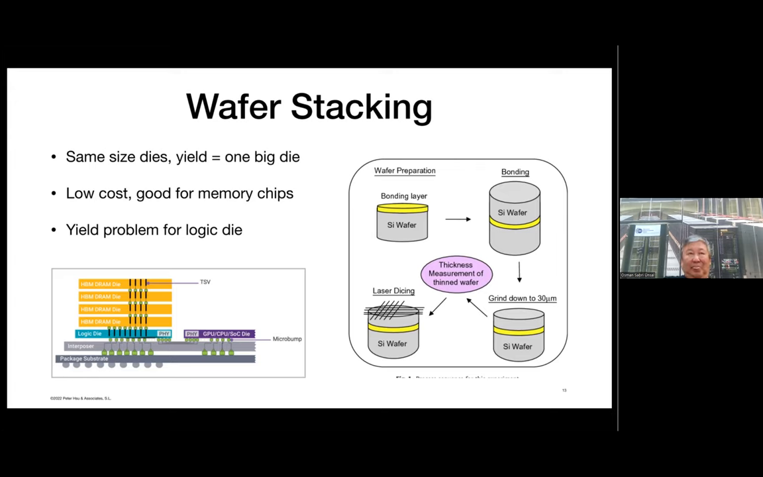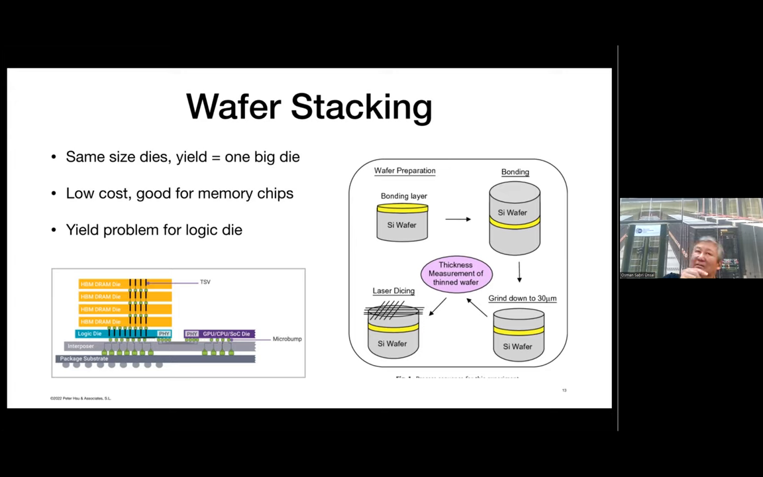So this is very good for cost because you're bonding the entire wafer, which has many hundreds of memory chips. You bond them all in one operation. However, the yield would be a problem if it was a logic die, because the yield is equivalent to the sum of the area of all the stack together, right? Because you bonded it together and then you cut it.